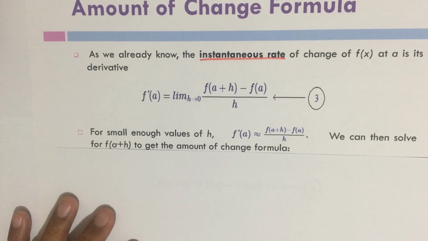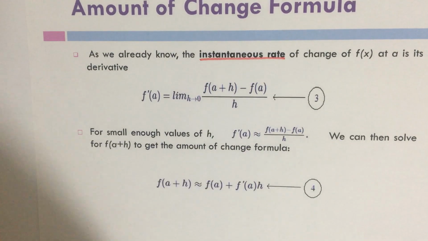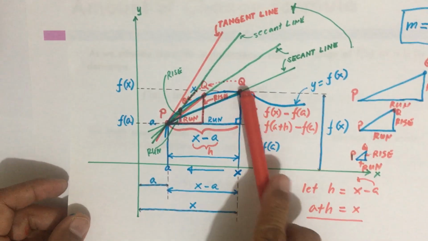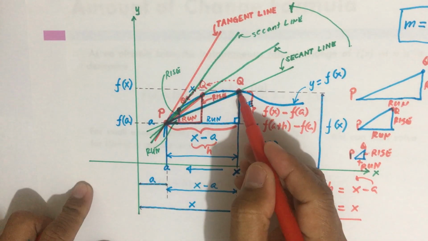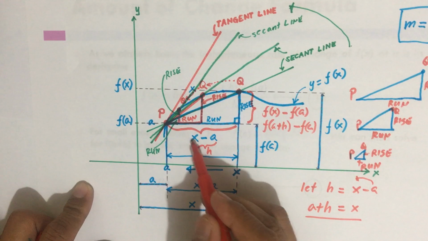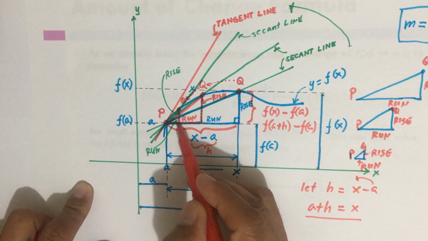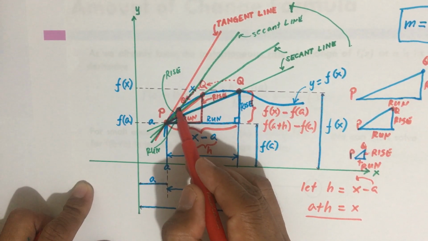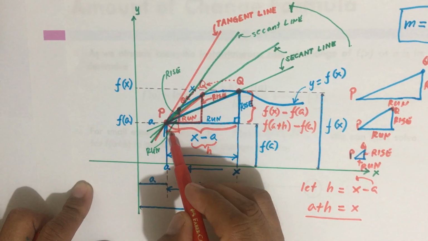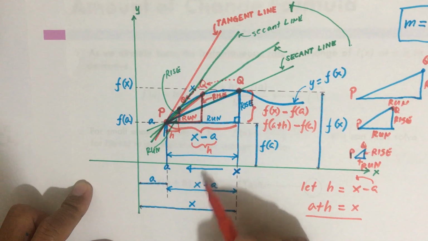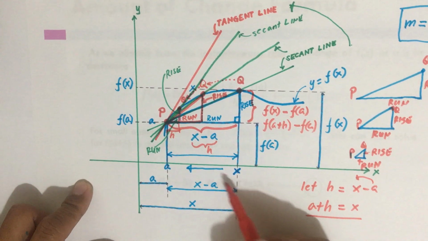So for small enough values of h, it means, class, that as we move Q very close to P, our h becomes smaller. h is the difference between x and a, x minus a. So as point Q reaches here, our h is this one, very small, where h is the difference between x and a.